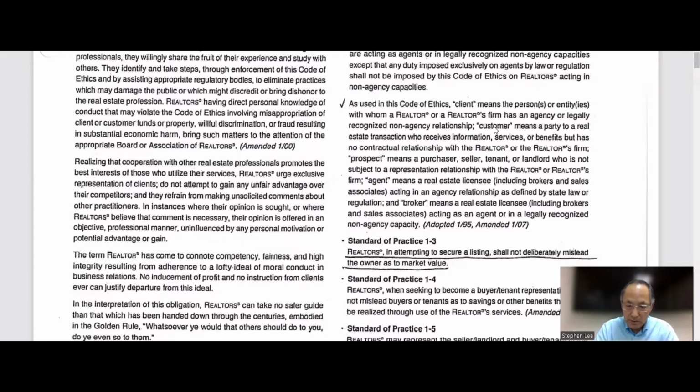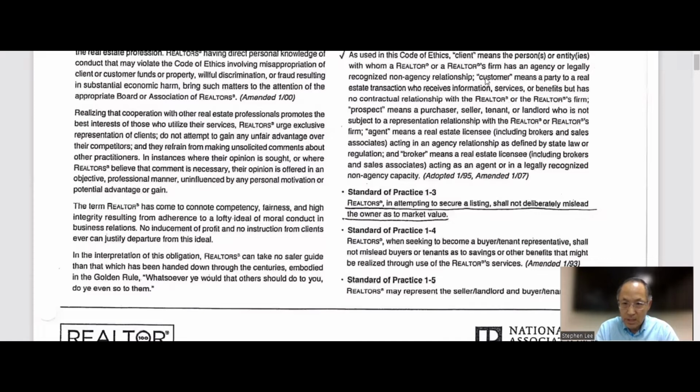But when you do an open house, let's say as a listing agent, a buyer walks in, and then you have to talk to that person. That person becomes your customer. So with that person, you don't have any agency relationship or legally recognized relationship. So that's what you call a customer. So a customer, by definition, receives information, services, and benefits, but has no contractual relationship with the realtor or realtor's firm. So that's the definition.